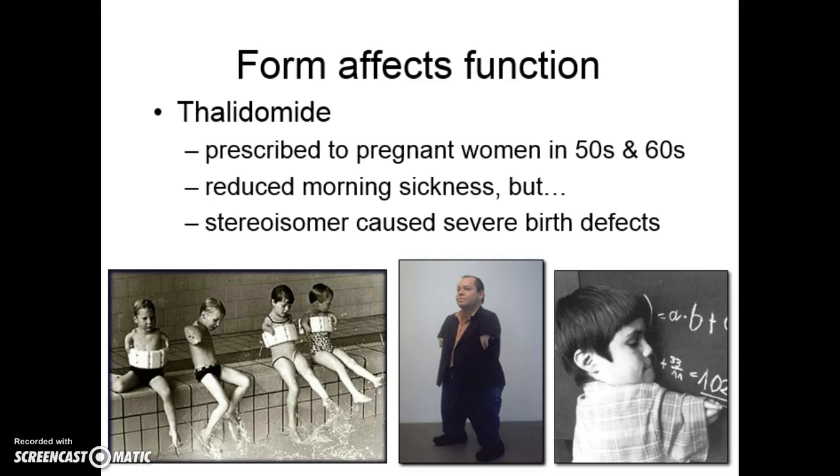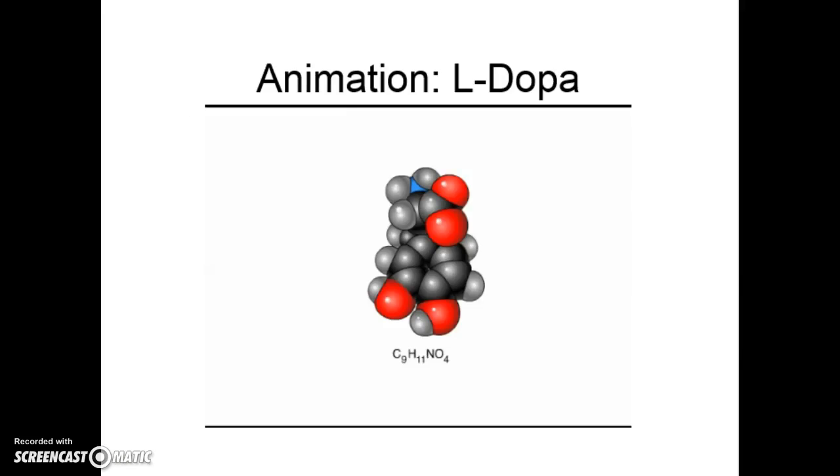So something as simple as a stereoisomer, which again is the enantiomer, can cause huge differences in how the body metabolizes or allows a chemical or organic compound to work in the body. So this next video or animation will look at L-DOPA.